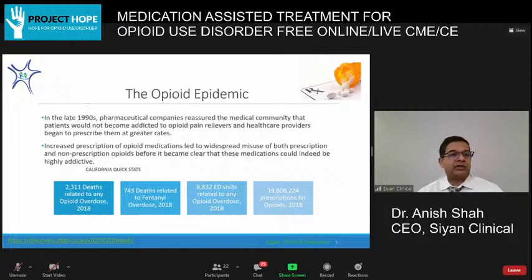Just to tell you, in the state of California, we had 2,311 deaths related to any opioid overdose in 2018. Fentanyl has progressively been a worse enemy to our patients and our loved ones, and there are progressively increased emergency room visits, and prescription opiates have also increased exponentially till at least the 2019 data that we have.